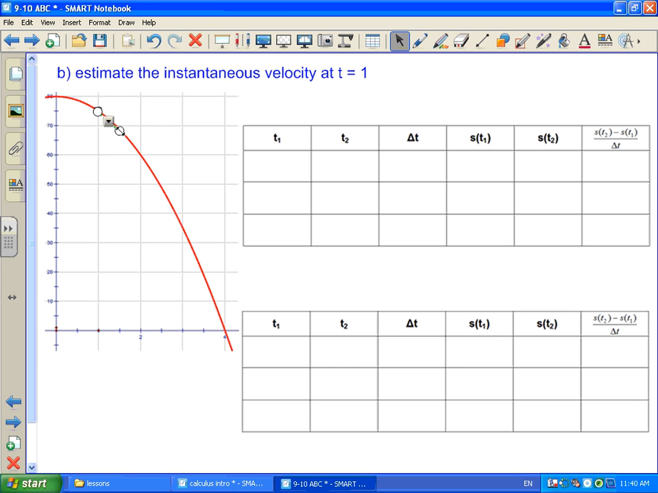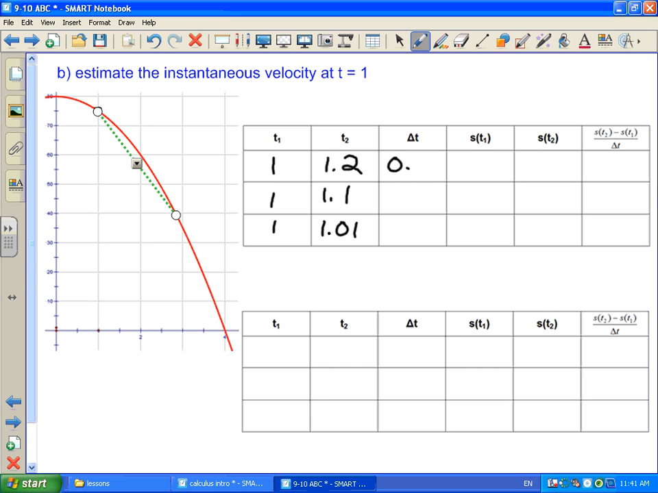What I was looking for was a value of the slope of that secant that everything was heading towards. So that's what we're going to do in this table here. I've set up this table, T1, T2. We're going to keep T1 the same. It's always going to be at T equals 1. And we're going to gradually move T2 closer and closer to T1. So we might start with 1.2, then move it closer, 1.1, then a lot closer, 1.01, and so on. As we do this, the change in time gets smaller and smaller.